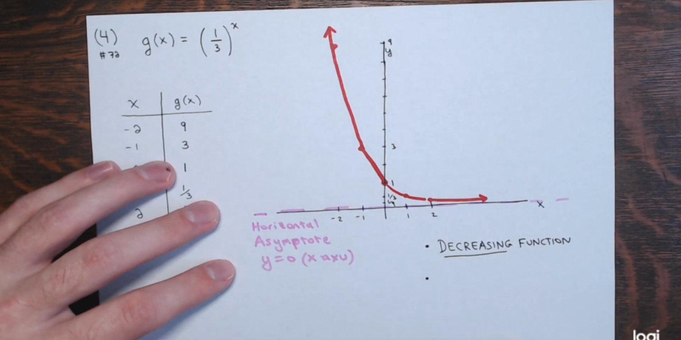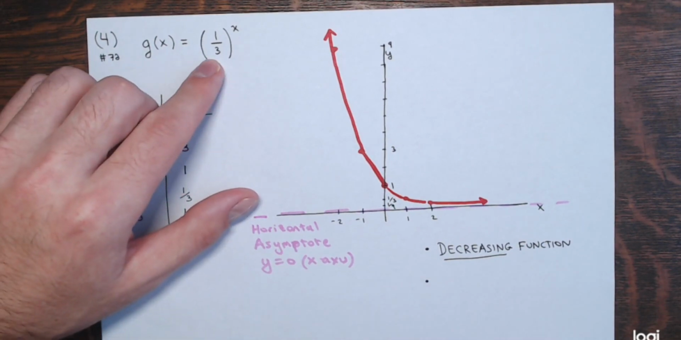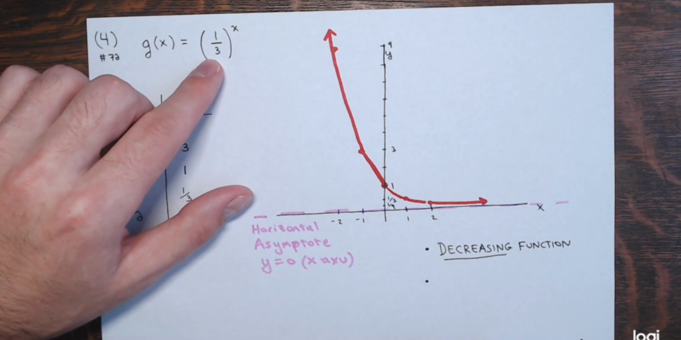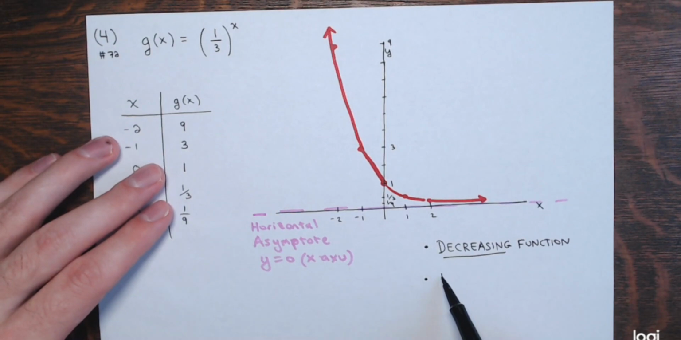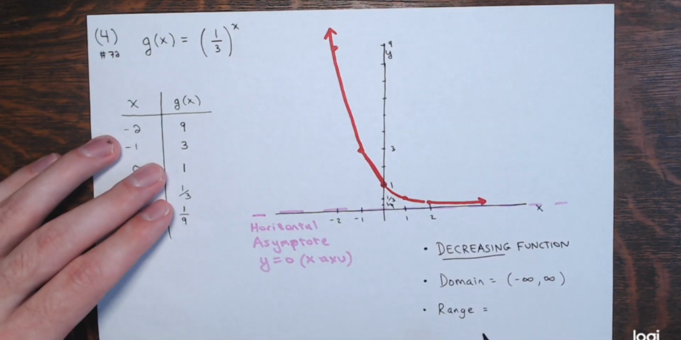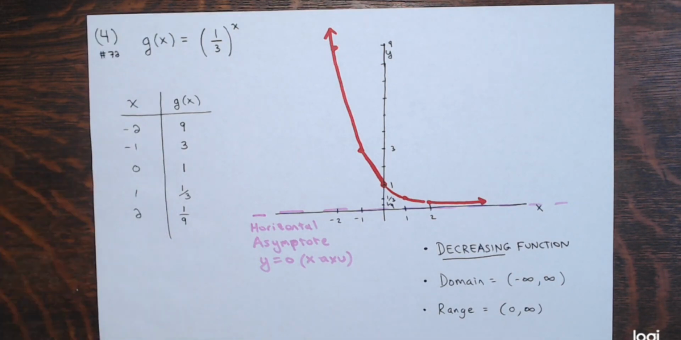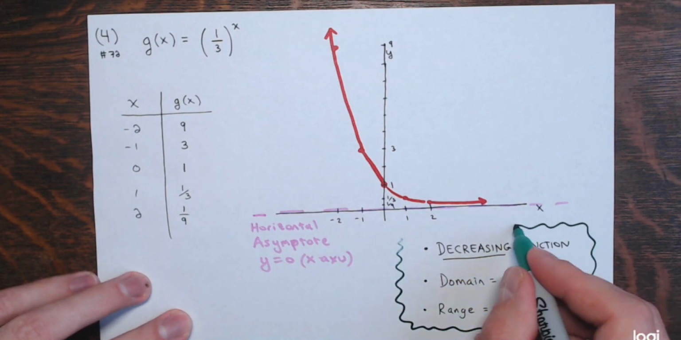And the domain and range don't change, right? So the only thing that really changes when the base is less than 1 as compared to when the base is bigger than 1 is that the function is now decreasing instead of increasing. The domain is still all real numbers. The range is still all positive numbers, right? All the values above the horizontal asymptote, so from 0 to infinity, but without 0. So again, the only thing changing is that it's a decreasing function.